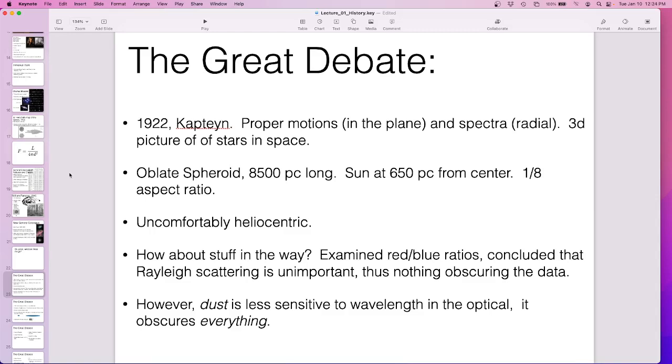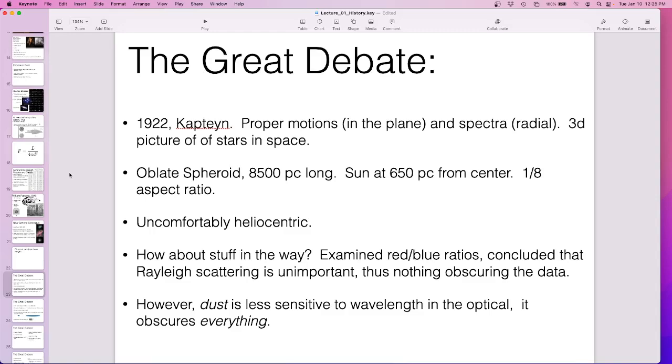In 1922, they call it the Great Debate. Kapteyn did a lot of work on proper motion, so that's motions of the stars in the plane of the Milky Way. So he looked at what those galaxies are, and spectra, and made a 3D map of stars in space. And he said that the galaxy is an oblate spheroid, so that means it's like a blob, that's 8,000 parsecs long, and the sun is about 600 parsecs from the center.